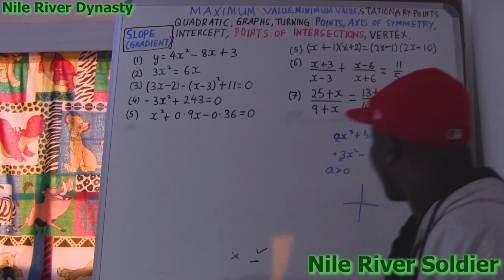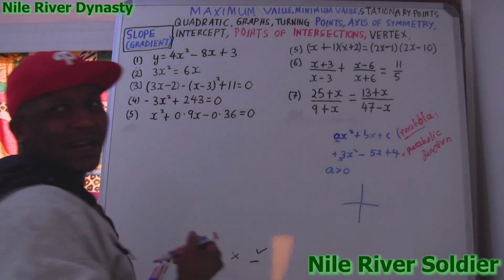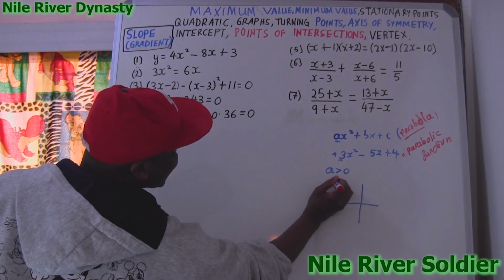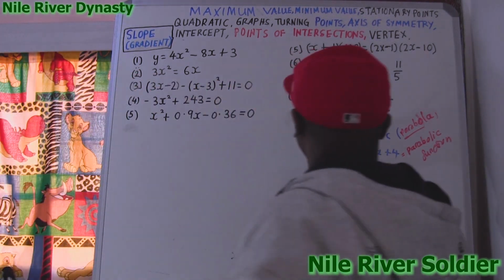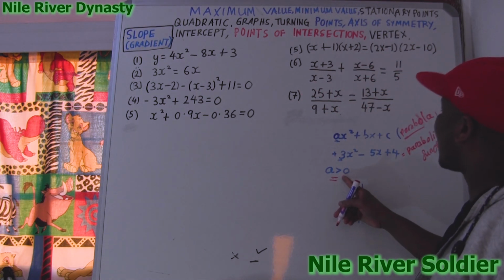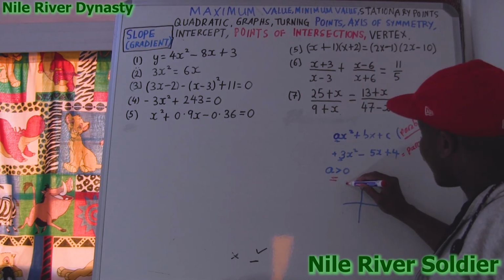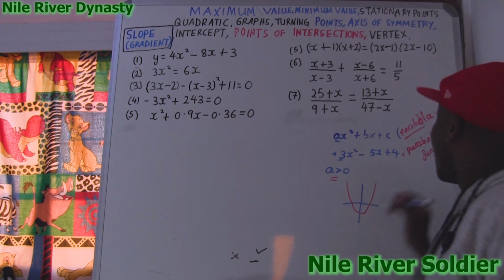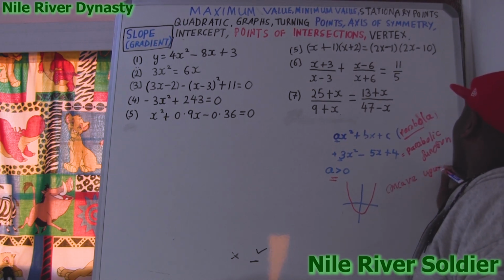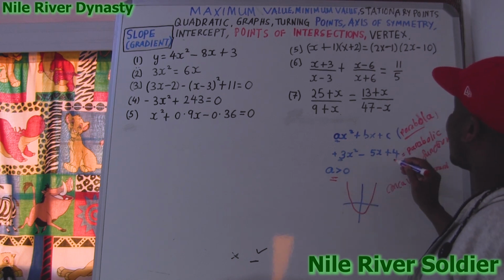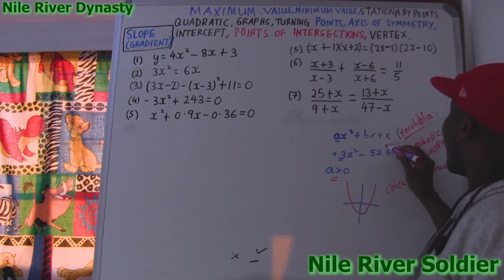Just by looking at a, if it is less than 0, the graph is going to be concave downward. For now, I don't know where it's going to cut, but this is a rough case. If a is greater than 0, like here, the graph is going to be concave upward, before you even start to draw. After rearranging in standard form, I have to look at this.